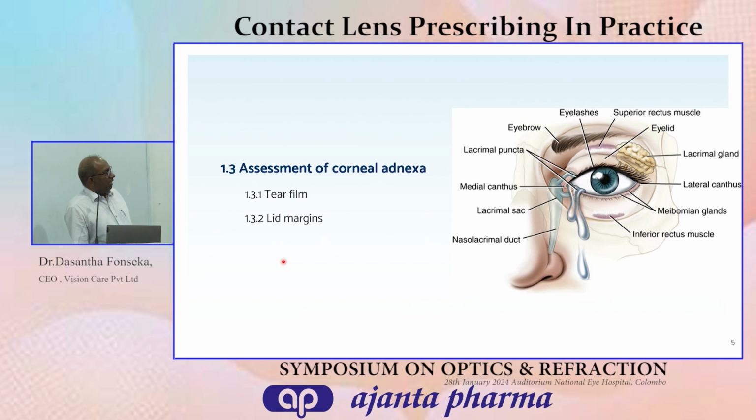The third one is that we have to look at the corneal adnexa, where the tear film is very important, because contact lenses don't sit on the cornea. Contact lens sits on the tear film of the cornea. So the tear film is very important. If dry eyes, things like that, or tear film deficiency or bad quality tear film is there, we don't recommend giving contact lenses. And the lid margins have to be nice, with no injuries, no blepharitis and things like that.